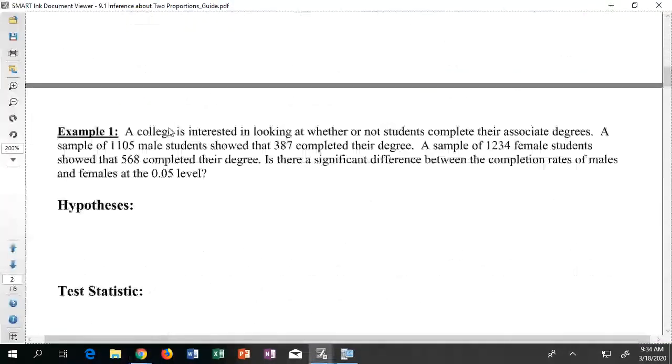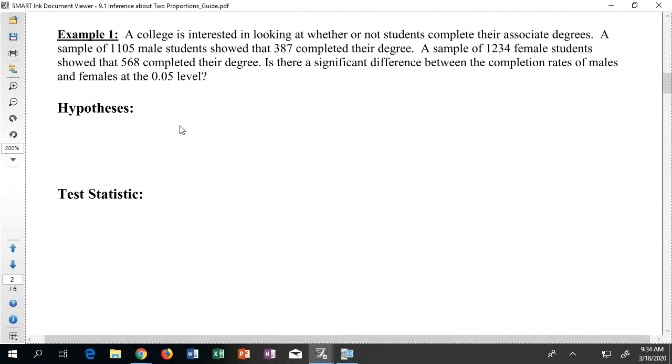Okay, so we're going to go ahead and start to take a look here at example number 1 and see how everything that we stated up above can be played out here. So let's take a look at what we got. A college is interested in looking at whether or not students complete their associate's degrees.